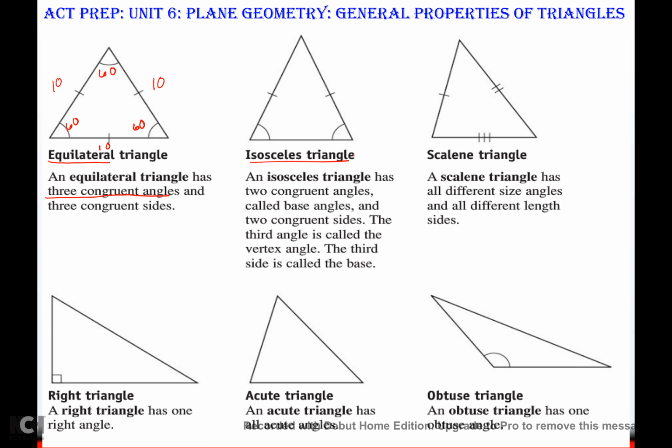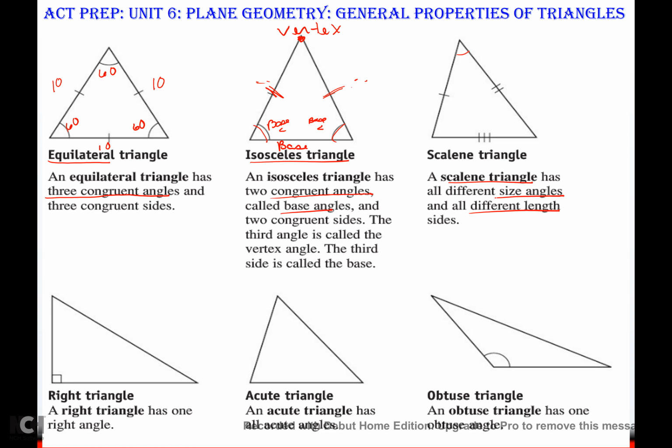An isosceles triangle has two congruent angles called the base angles. So this is called a base angle, and this is called a base angle, and two congruent sides. The third angle is called the vertex angle. So this one up here would be called my vertex angle. And the third side is called the base. So these are the two congruent sides, and this would be called the base. And like I said, in isosceles, when two sides are equal, then the base angles have to be, and vice versa.